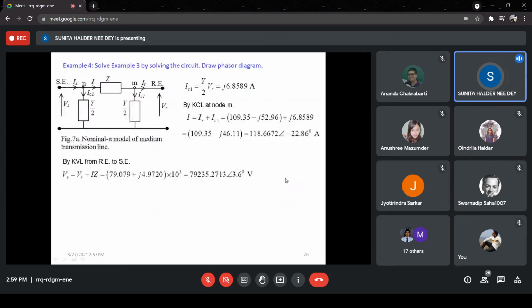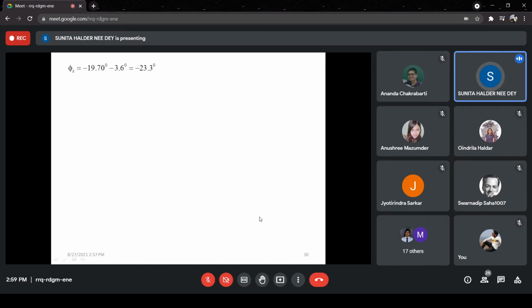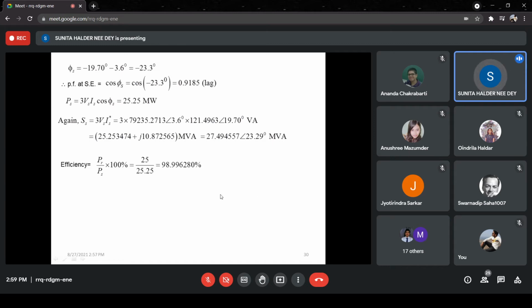But when we draw the circuit solution, then we know every value. IR, IC1, IC2, VR, voltage drop, VS, all the values we know, right? So if we calculate, I have given the detailed calculation again, you will see that if we calculate directly from the circuit or from the ABCD parameters, there is no such deviation in the result.